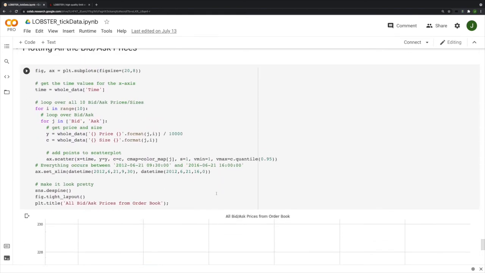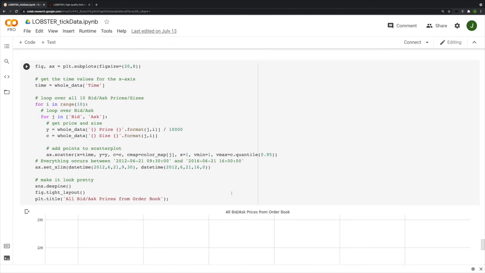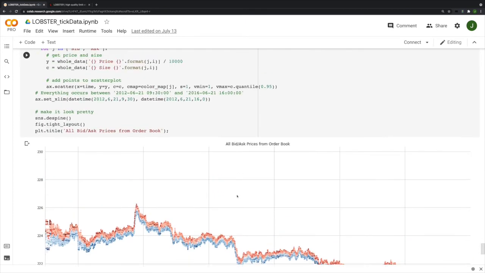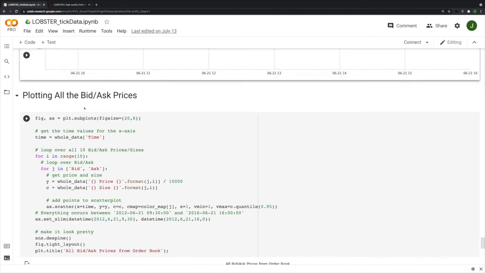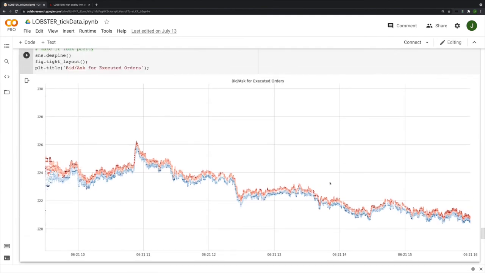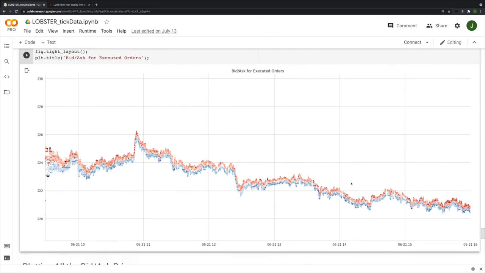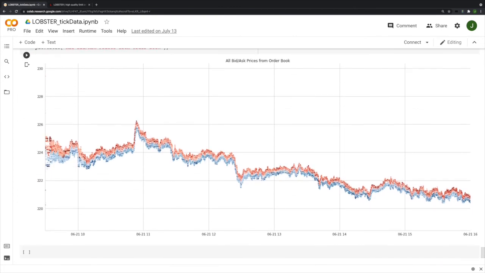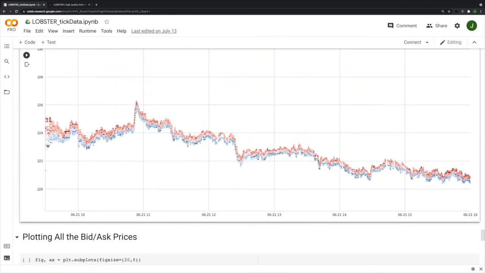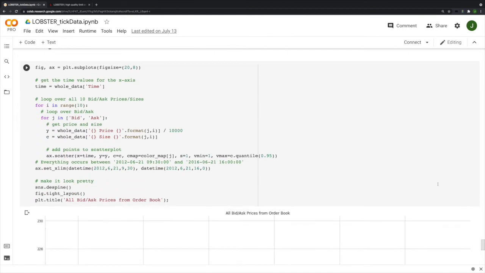And then the next plan was to plot all. Well, how is this different? Yes, this one is just the bid and ask prices for executed trades, and this is the bid and ask prices for every event, not just executed trades, but every event that happened. So you can see it just looks a little bit more flattened out or filled in, maybe.